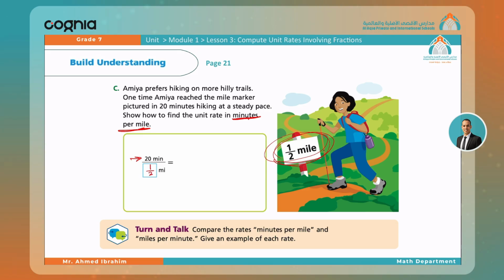So we need the unit rate. It means the second number should be 1. The denominator should be 1. So in order to make the denominator 1, we multiply by the reciprocal. And what is the reciprocal of a half? You just switch the 1 with 2. So it's 2 over 1, which is actually 2. So you multiply up and down by 2. So 20 times 2, this is 40, and half times 2, it's 1. So we can say it's 40 minutes for 1 mile. This is the unit rate.